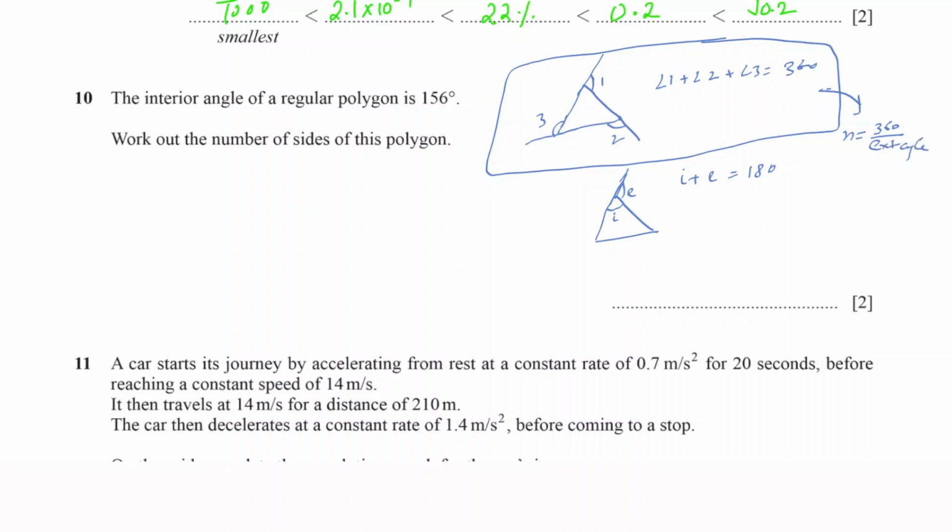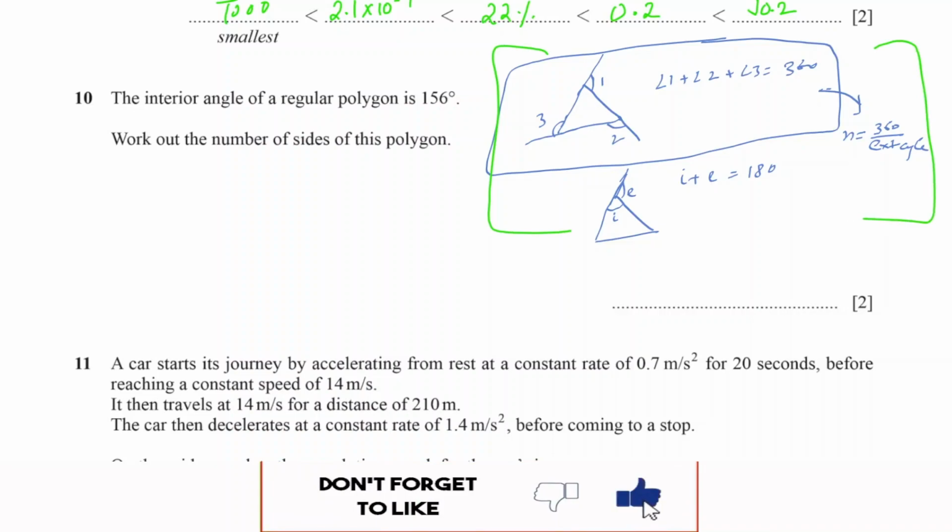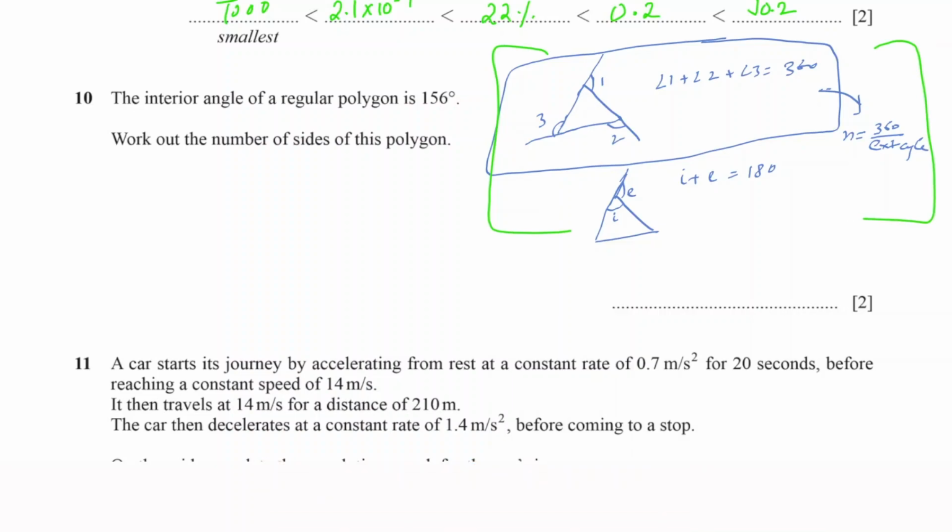Okay, so the total sum of exterior angles is 360, so if I divide 360 by the exterior angle, I can easily find the number of sides. Based on this method, we can easily solve this question: the interior angle of a regular polygon is 156. This is applicable to any question on regular polygons, but it should be regular. Regular means all sides should be equal.